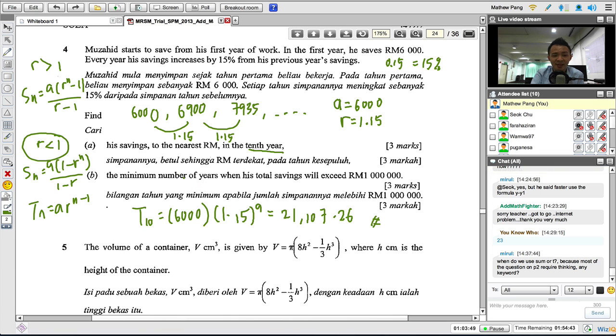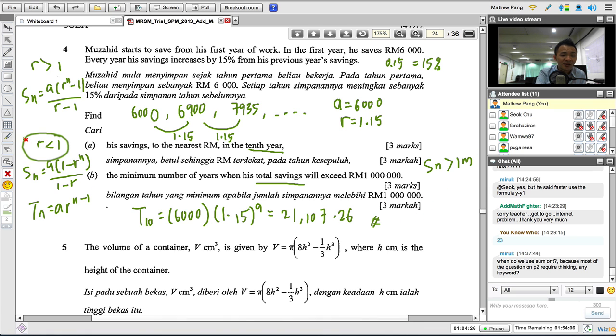For part B, he asks for the minimum number of years when his total saving exceeds 1 million. The word total here is very important, because total means you have to sum up everything. So this gives a hint that Sn will exceed, meaning it has to be bigger than 1 million. I'm going to solve this inequality to get the correct answer.